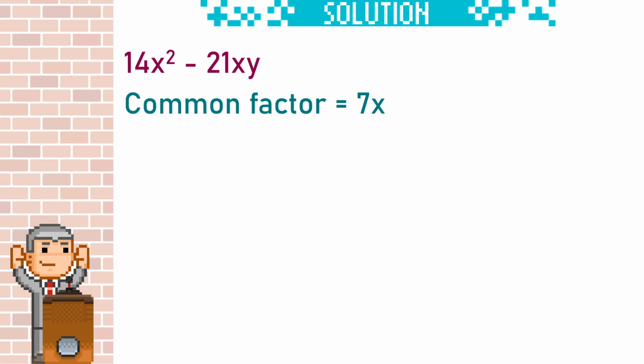We're going to write this common factor on the outside of the bracket. And we're going to calculate the terms inside of the bracket by dividing the 14x squared and the minus 21xy by the 7x. So 14 divided by 7 is 2, x squared divided by x is x, and then minus 21 divided by 7 is minus 3, and xy divided by x will just leave the y.